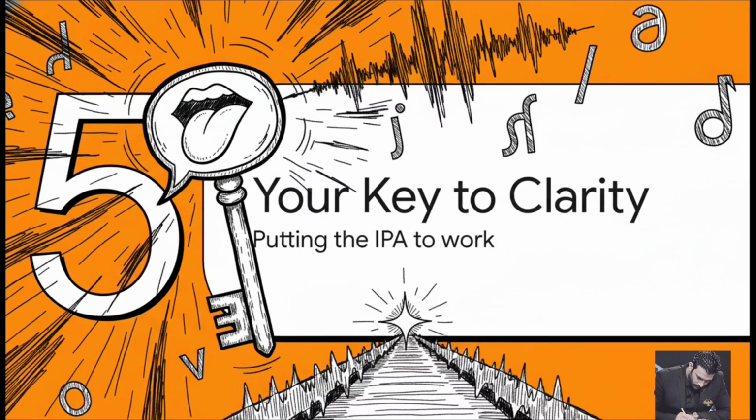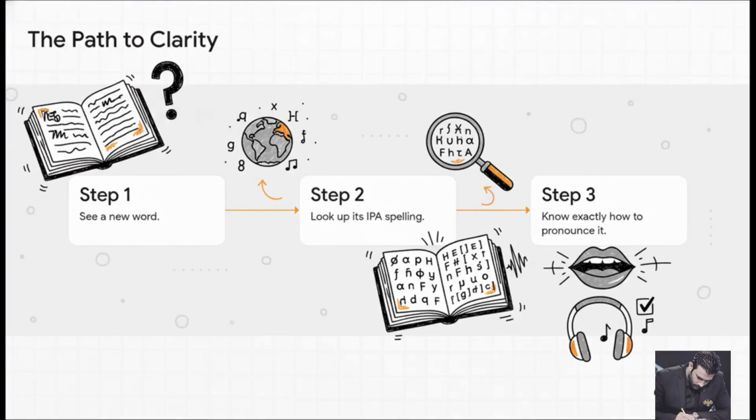This is your key to clarity. From this day forward, your process can be this simple. Step 1, you see a new word you're not sure about. Step 2, you look up its IPA spelling in a dictionary. And Step 3, you know exactly how to pronounce it. The guesswork is completely gone. You'll know how to say it correctly every single time.